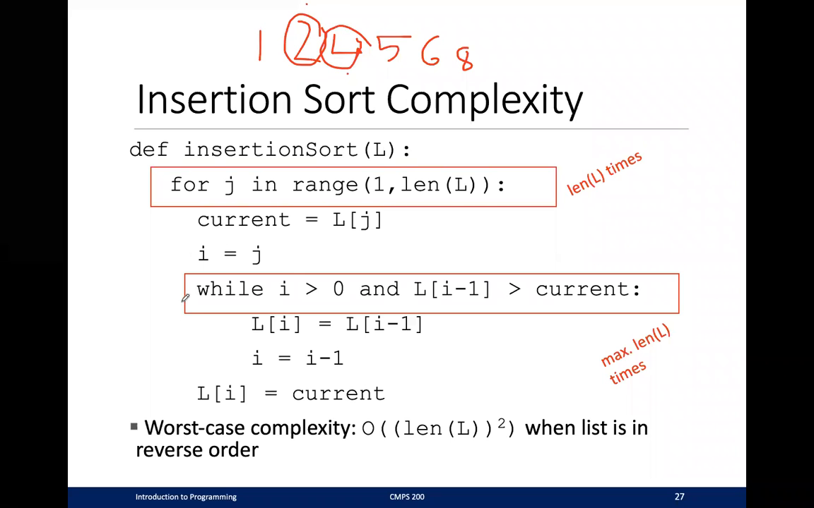So every time, this loop runs only once, and the best case complexity, if a list is sorted, is going to be big O of N, the length of the list. Okay, so you're getting the sense of this.